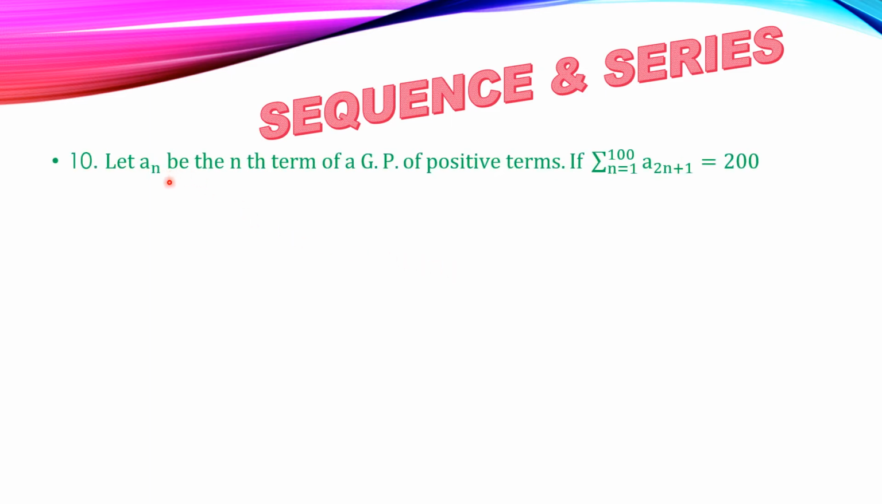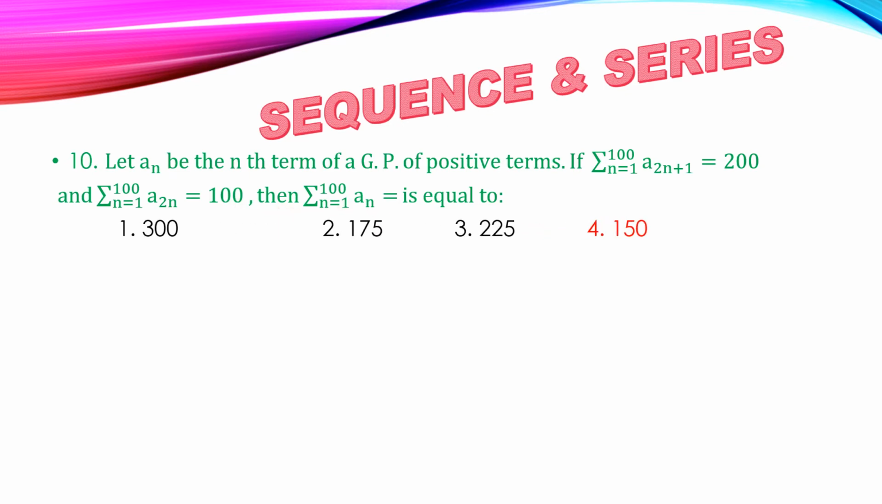Now the next problem is: let a_n be the nth term of a geometric progression of positive terms. Here we observe that in the geometric progression a_n is always positive. That means the first term and common ratio are also positive, and each and every term is also positive. And the conditions: if the summation n equals 1 to 100, a_(2n+1) equals 200, and similarly the summation n equals 1 to 100, a_(2n) equals 100, then find the value of the summation n equals 1 to 100, a_n. The given options are: first one is 300, second one is 175, third one is 225, fourth one is 150.